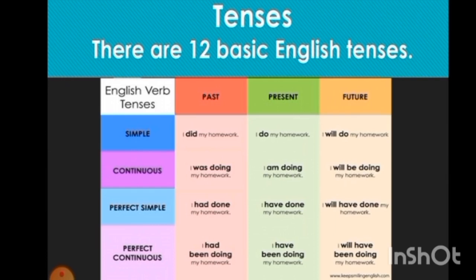Okay, let's talk about the tenses now. As we know, there are 12 basic English tenses. They are in the form of four types, further divided into three groups. The four types are simple, continuous, perfect simple, and perfect continuous. The first group is past, the second is present, and the third is future. Today we are going to talk about the simple present tense first.